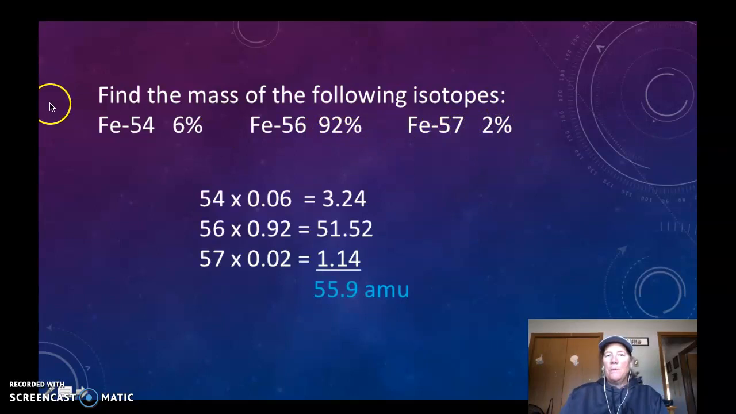Okay, so when you multiply them, and again, make sure you move that decimal over, you get this, you get this, and you get this. You add them together and you get 55.9 AMU. Look on the periodic table and see what iron is. It should be close to that number. If it's way off from that number, then you know you messed up. Okay, go back and look at your numbers. You probably didn't move your decimal over, but that's how you find the mass of isotopes.